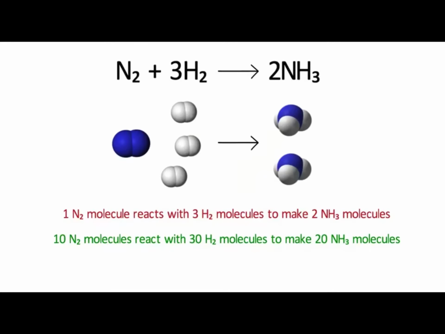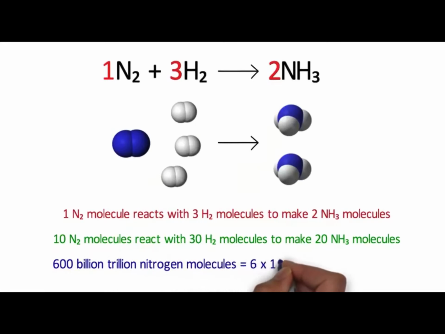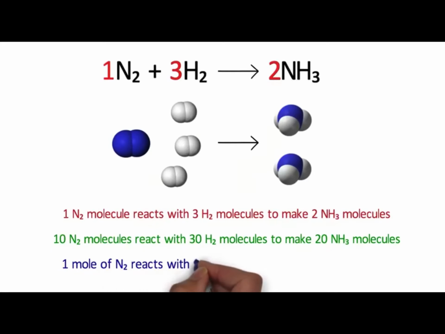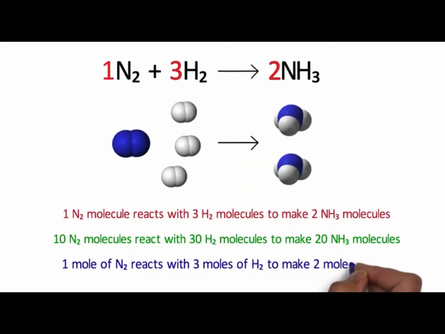The balanced chemical equation tells us that nitrogen, hydrogen, and ammonia are always in a 1 to 3 to 2 ratio, no matter how big or small the reaction is. So, let's talk about a large amount of nitrogen. The air you breathe in every minute when you are walking contains approximately 600 billion trillion nitrogen molecules, which is equal to 6 times 10 to the 23rd. Does that number look familiar? Yes, we're talking about 1 mole of nitrogen, and 1 mole of nitrogen will react with 3 moles of hydrogen to make 2 moles of ammonia.